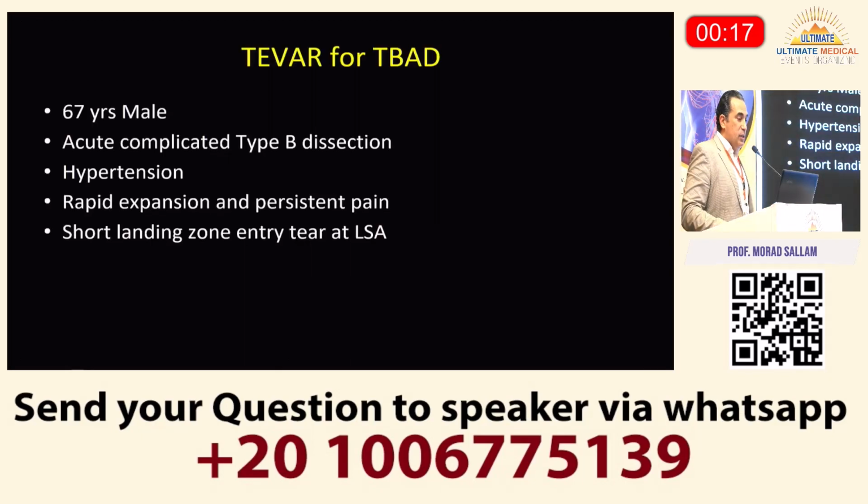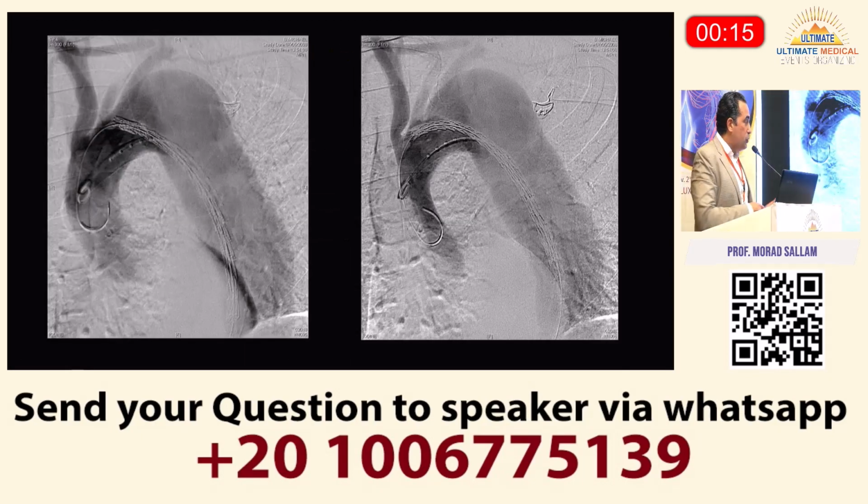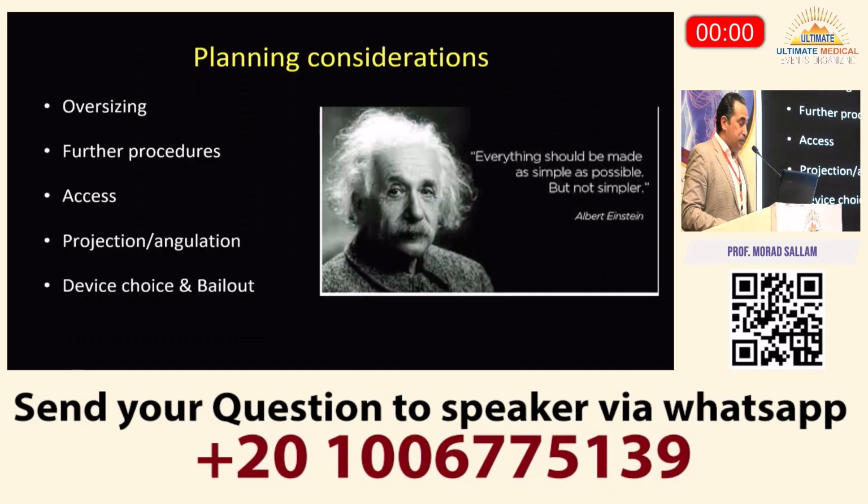The type B dissection can be more and more tricky, and I just wanted to highlight here that the person holding the wire is extremely important. This graft is in a very dangerous position now with the barbs on the unhealthy arch because the wire has slipped a little bit. And this is much better as the wire goes on, and we got it across to maximize the landing and minimize the risk of a retrograde type A.